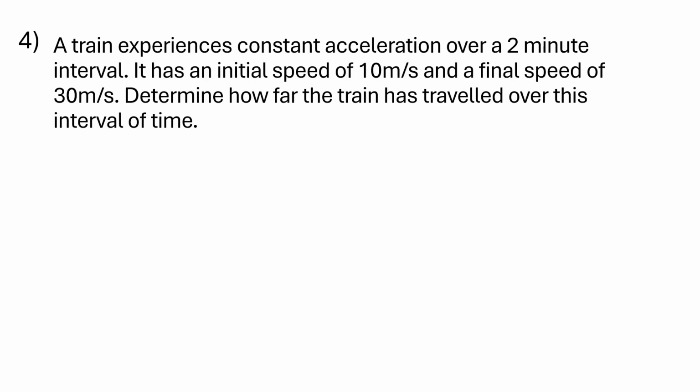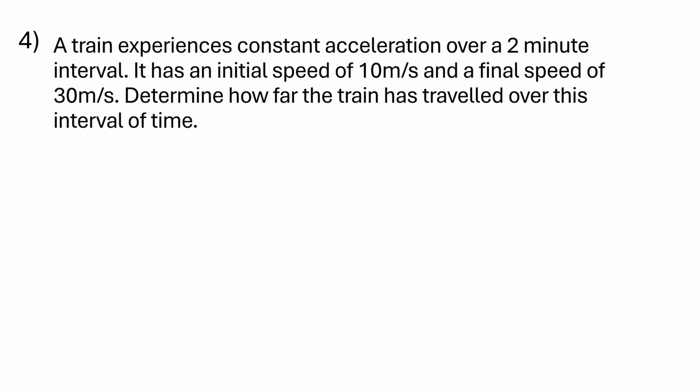Okay, question 4. A train experiences constant acceleration over a 2-minute interval. It has an initial speed of 10 meters per second and a final speed of 30 meters per second. Determine how far the train has travelled over this interval of time.